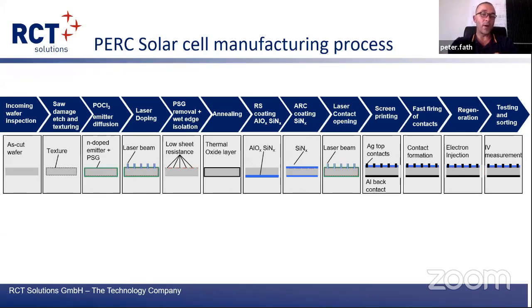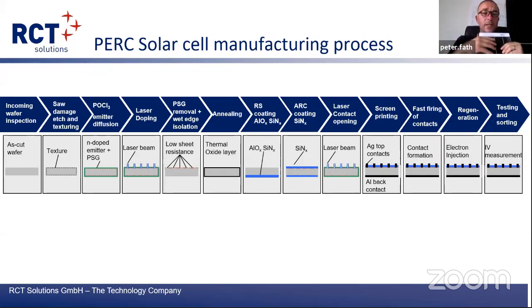To make it more functional, in the next step we are using a laser, because at the area where we have the contacts, you know, these white contacts, we are using a laser, and by burning with the laser, the phosphorus goes deeper into it. So we can make our contacts more functional and more robust. That is called laser doping or selective emitter.